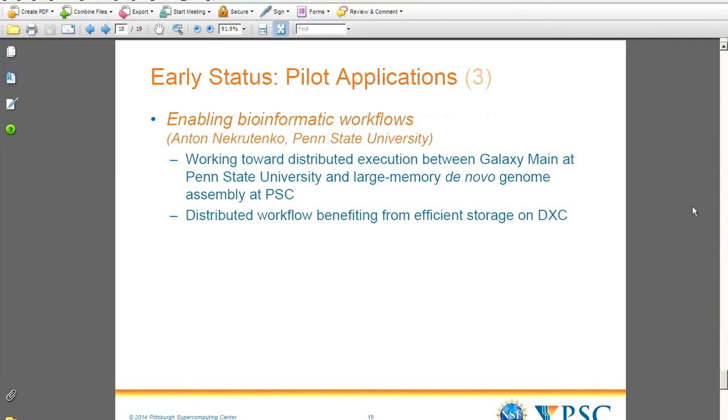Slide 18, please. And the last one is Galaxy, enabling bioinformatic workflows with Anton at Penn State. For that, we are working on this distributed Galaxy instance where large memory runs like de novo genome sequence assembly would be staged to Blacklight at PSC using data that is in /2, and smaller sequence alignment runs would be run on local facilities at Penn State.